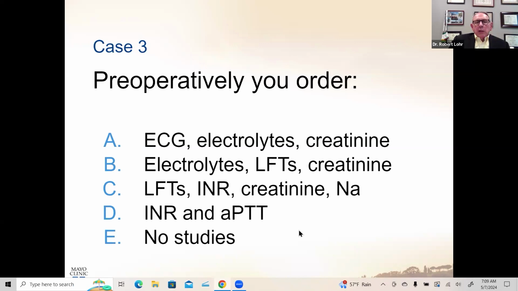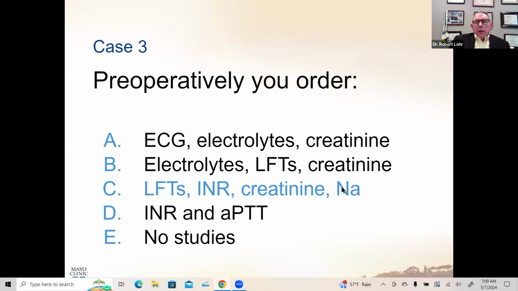So in this case, we're worried about his liver. Not that he has any overt stigmata problems, but we don't know the condition of his liver. And so it does need to be evaluated a little bit. And the combination of things that you need to order in order to assess that are the liver function tests, specifically his total bilirubin, the INR, the creatinine, and the sodium.